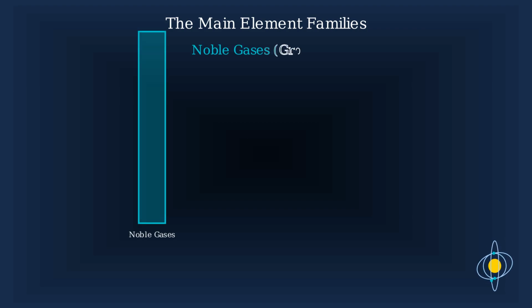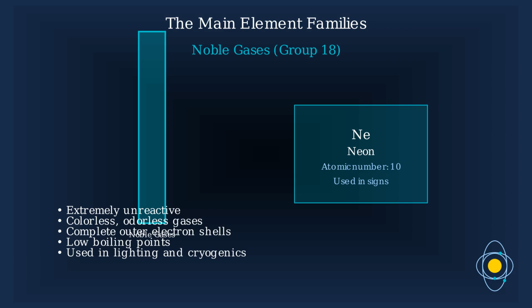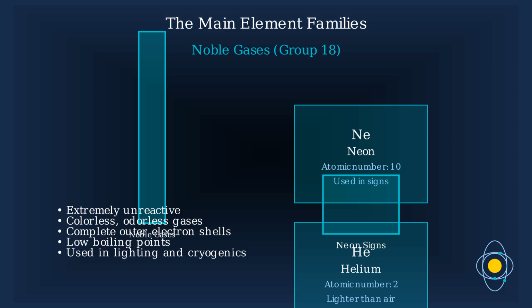Noble gases, located in Group 18, are the most chemically unreactive elements on the periodic table. These elements, including helium, neon, and argon, have complete outer electron shells. Noble gases are colorless, odorless, and have very low boiling points. Their chemical inertness makes them useful for creating non-reactive environments. Neon is famous for its use in bright, colorful signs.